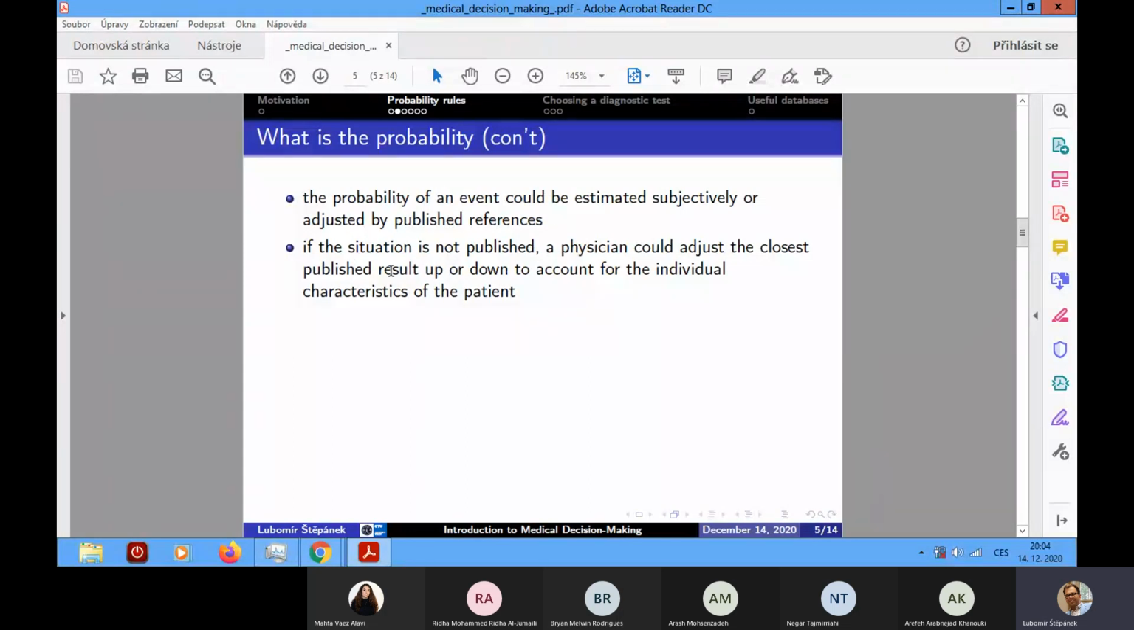So you can try to adjust your feeling up or down, just looking for the individual characteristics of the patient. For example, if we have a patient with a bunch of symptoms, based on the literature and references, the probability of some kind of disease is, for example, 0.1, 10%. But you can see that the patient is, in general, in good shape.